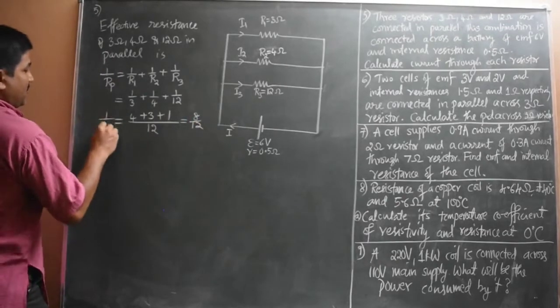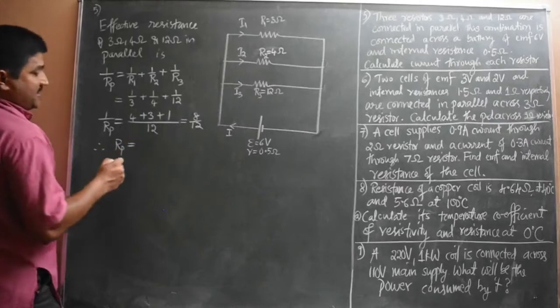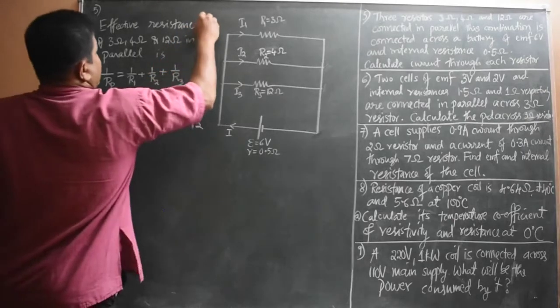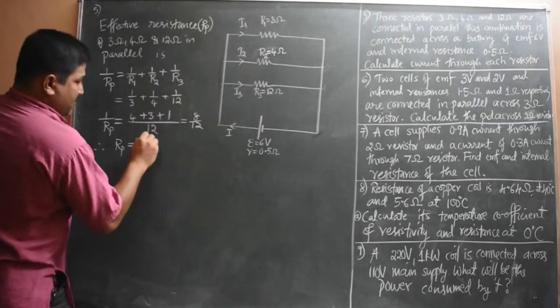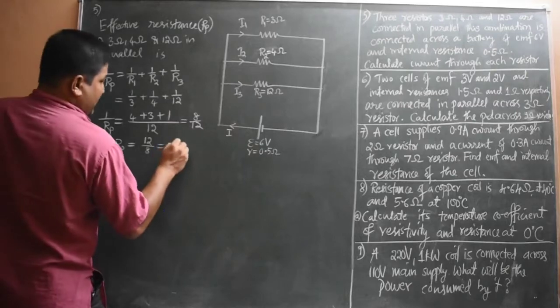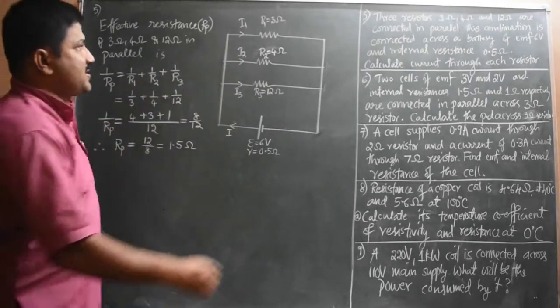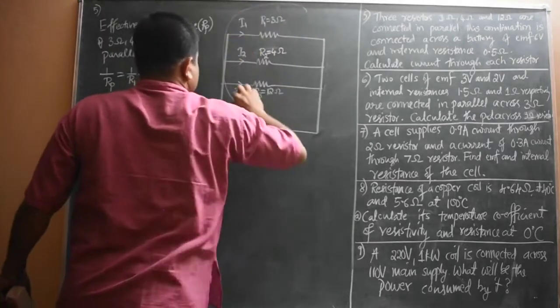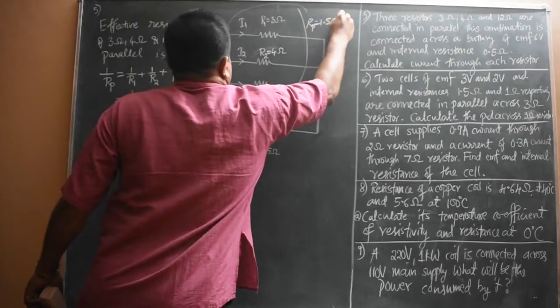So this is 1 by Rp. Therefore effective resistance Rp equal to the reciprocal, 12 by 8. 12 by 8 is 1.5 ohm. So 1.5 ohm is the effective resistance of this combination. Rp equal to 1.5 ohm.